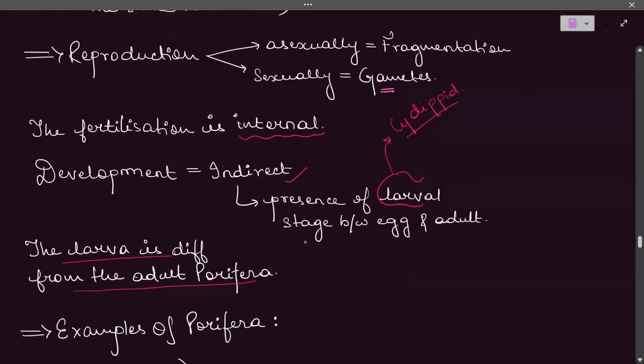Now, development is indirect. Indirect development means that during getting to the adult stage from the egg stage, there will be a certain period where a larval stage will come. So the presence of a larval stage between the egg and the adult is the indirect type of development. When this larval stage is absent, we'll call it direct development. So a larval stage is present, and that larva is known as amphiblastula larva.